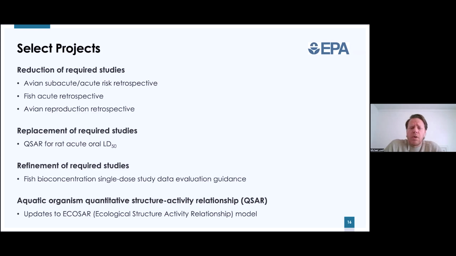There is also an ongoing effort by the Office of Research and Development, or ORD, to expand the coverage of pesticide mode of action offered by ECOSAR alone, and by extension, improve the predictive capability of this approach. Next slide, please.